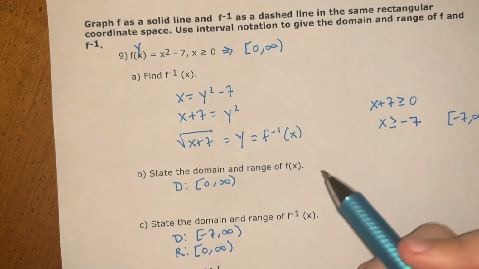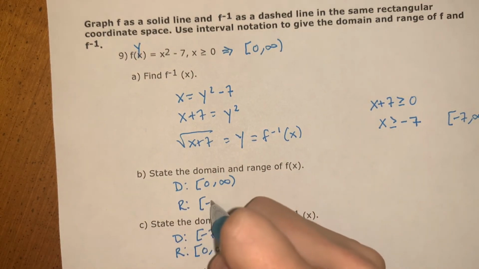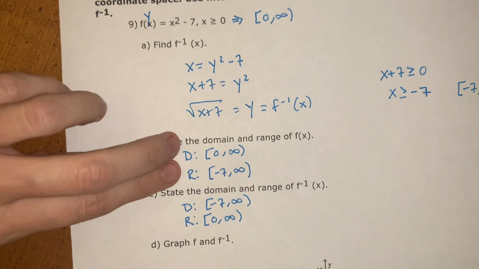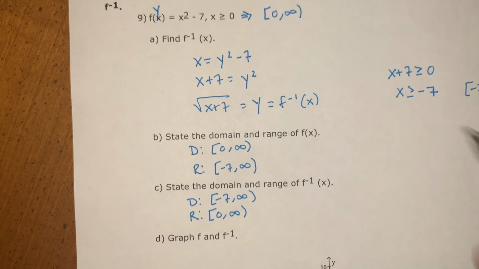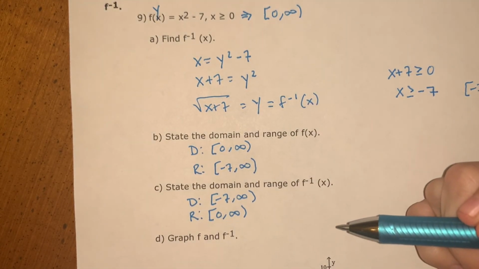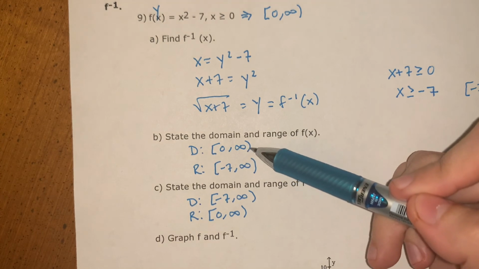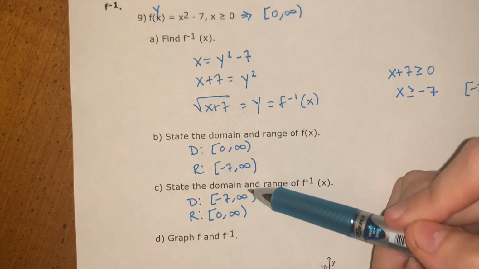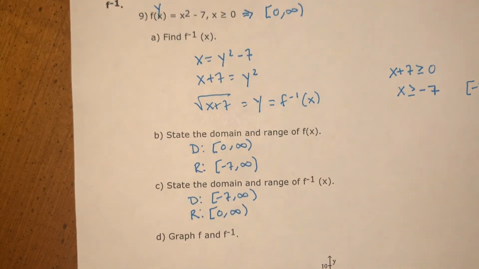And like I said, the domain of our inverse is the range of our original function. So we're just going to label that like such. Okay, so again, these are swapped because x and y are swapped. So the domain and range are swapped between the original function and the inverse function. So all you have to do is identify your domain for the original function, identify your domain for the inverse function, and recognize that the domain of one is the range of the other, and you're good to go.